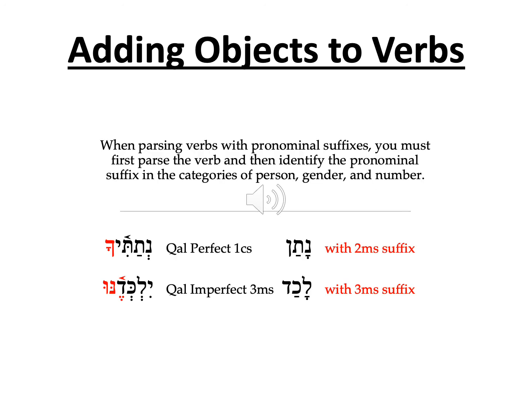When we parse the verb, we will indicate what the object is after we have indicated what the person, gender, number, stem, conjugation, etc. of the verb itself is. So, natatika is Qal perfect 1CS from natan, but we say it has a 2MS suffix. The same with the second one where we say it has a 3MS suffix, again that being that unusual form or alternate form of the 3MS suffix with the nun with the dagesh in it, that nun suffix prior to the shureq. This way we know both what the verb is but also the object.